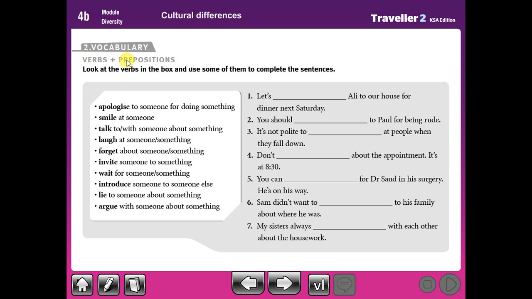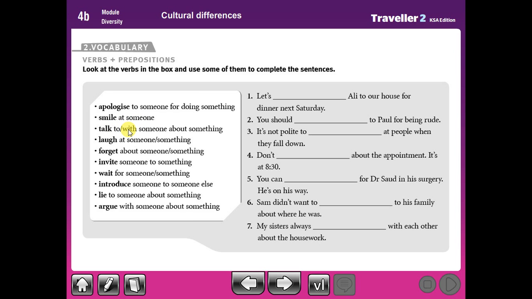2, vocabulary. Verbs plus prepositions. Look at the verbs in the box and use some of them to complete the sentences. First, we are going to learn the meaning of these verbs, and then we are going to complete the sentences. Apologize to someone for doing something, to say sorry. Smile at someone.